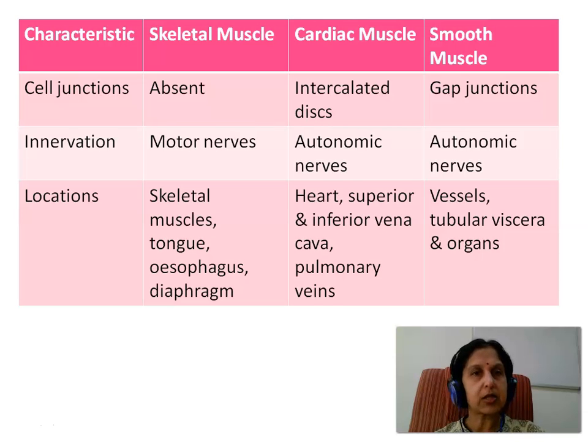Locations where we see skeletal muscle in the body, these are seen as muscles attached to the skeleton, so skeletal muscles, tongue, esophagus, and diaphragm. Cardiac muscle fibers are seen in the heart, superior and inferior vena cava, and the pulmonary veins, while smooth muscle fibers are seen in the vessels, tubular viscera, and organs.